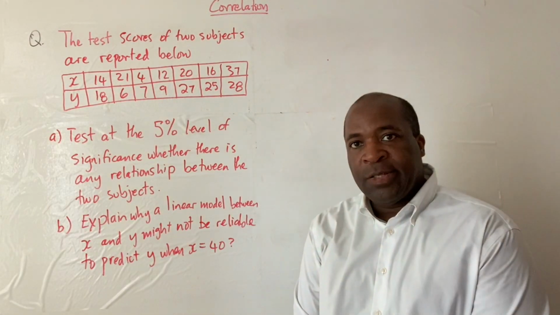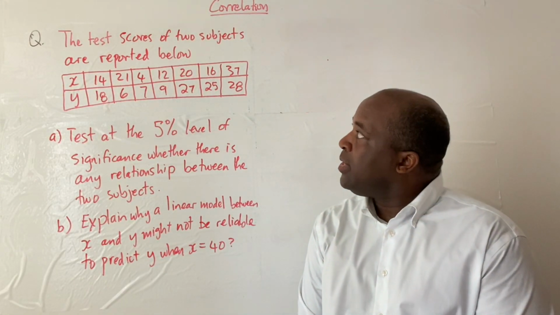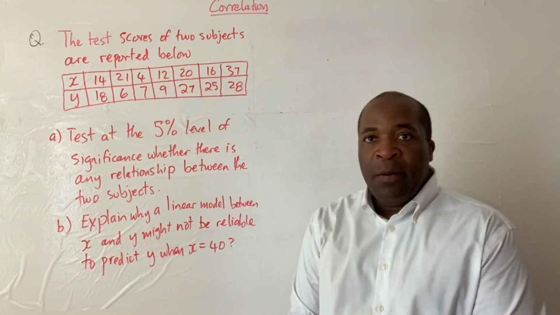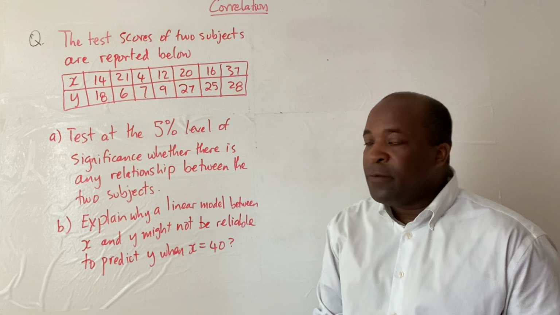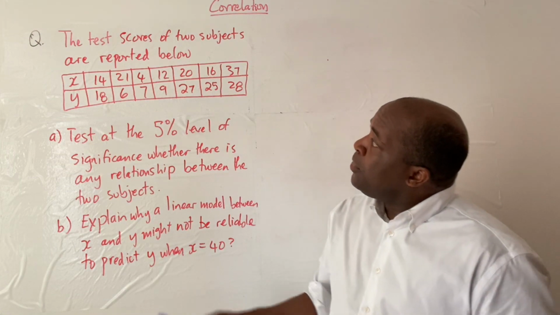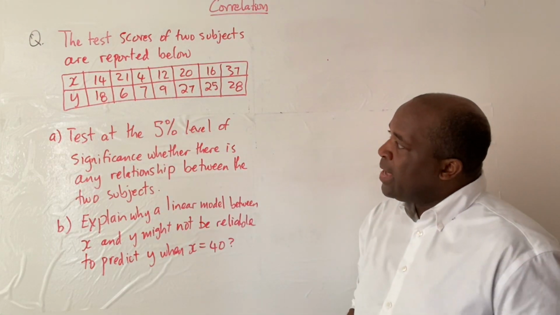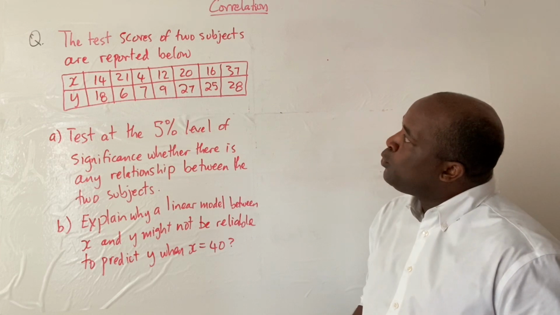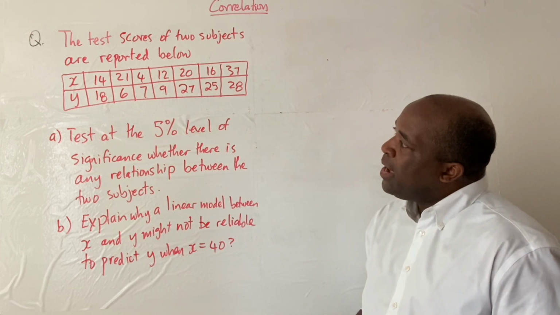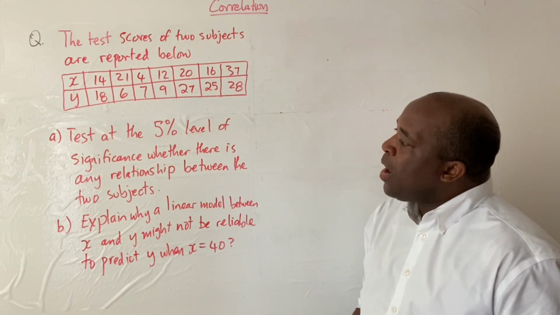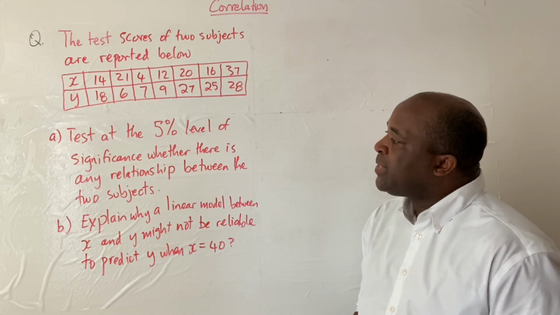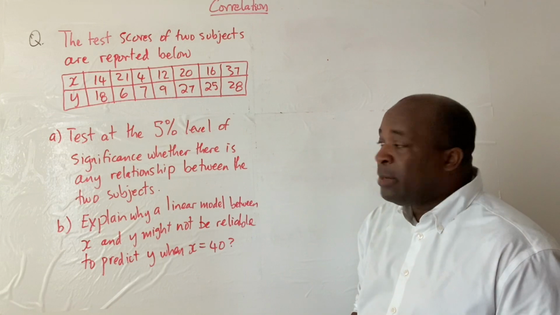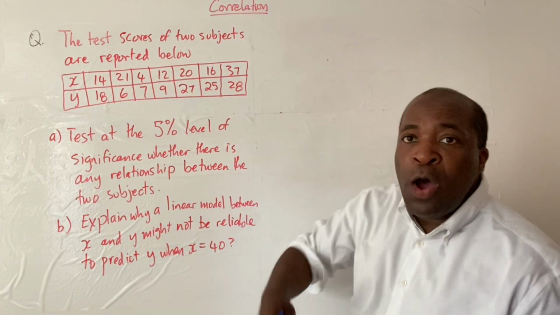Welcome everyone. So we're looking at another installment in the set of videos where we're addressing hypothesis testing on correlation coefficient. So here again we're given a set of data for performance on two subjects, X and Y, and we're asked to test at the 5% level of significance whether there's any relationship between the two subjects. So how do we start this?